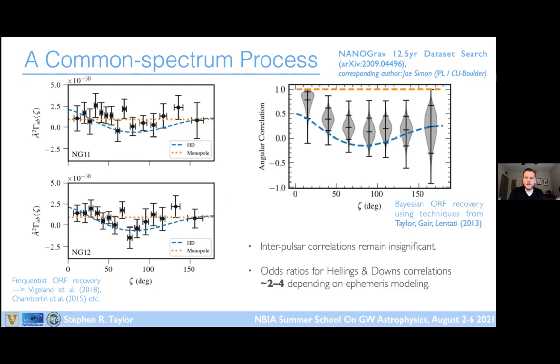In the top right here, you're seeing an analysis that I did. It's a Bayesian recovery of these cross-correlation signatures. So on the left-hand side, this was a frequentist maximum likelihood estimator of the pairwise correlations. On the right-hand side, you've seen a Bayesian recovery of the cross-correlation signatures. And this is using techniques from a paper that I wrote with Jonathan Dare and Lindley Lentati many years ago now. The points here are, again, Bayesian violin posterior distributions.